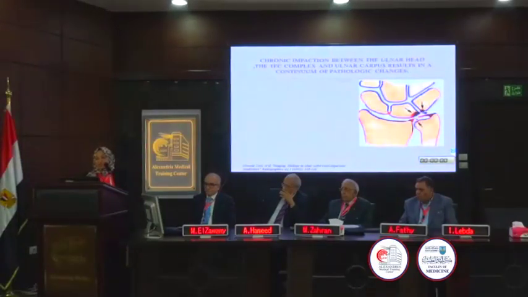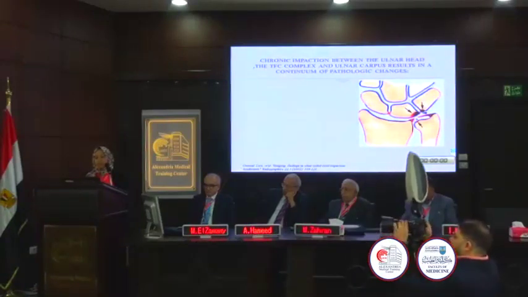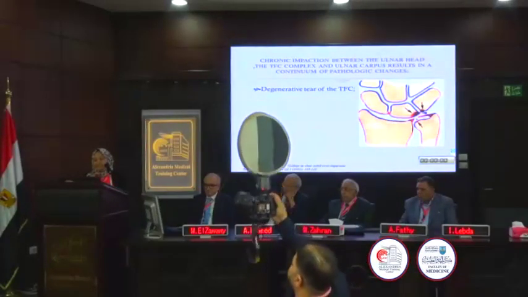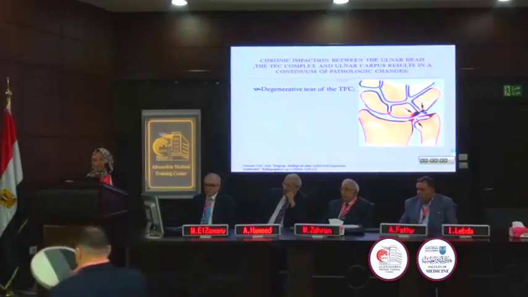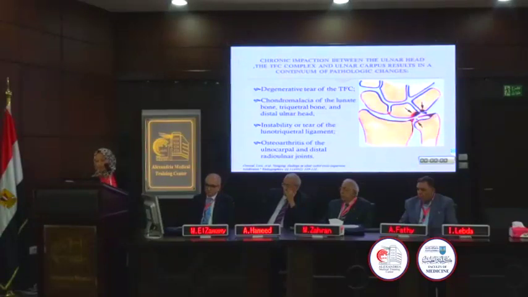The chronic impaction between the ulnar head, the triangular fibrocartilage, and the ulnar side of the carpus will result in a continuum or spectrum of pathologic changes, which starts with degenerative changes and degenerative tear of the triangular fibrocartilage, chondromalacia of the lunate, triquetrum, and distal ulnar head, tear of the lunotriquetral ligament, and finally osteoarthritis at the ulnocarpal and distal radioulnar joints. And it's very important to concentrate here that the early changes are confined to the ulnar side of the lunate and the radial side of the triquetrum.